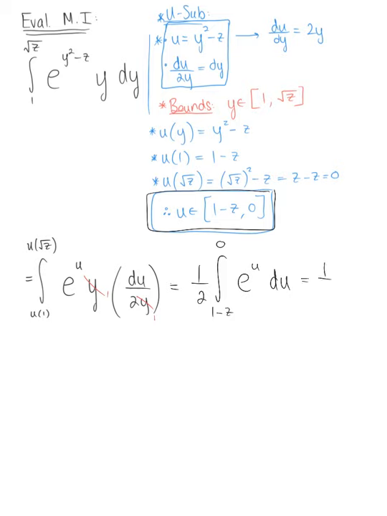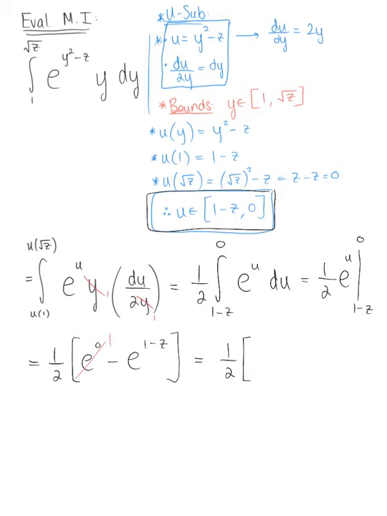This integrates to 1/2 times the natural exponential raised to the u from 1 minus z to 0. So keeping that 1/2 on the outside, I have 1/2 times the natural exponential raised to the 0 minus the natural exponential raised to the 1 minus z. And we, of course, know that anything raised to the 0 is 1. And so we have the middle integral's final evaluation as 1/2 multiplied by 1 minus the natural exponential raised to the 1 minus z.